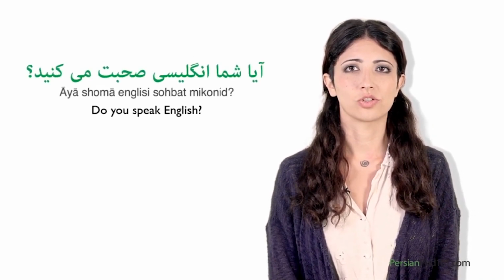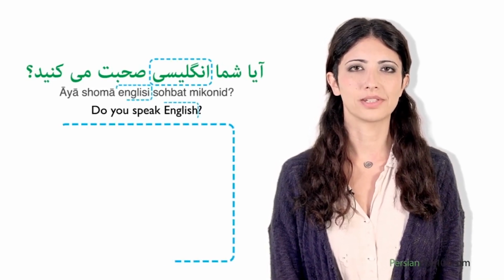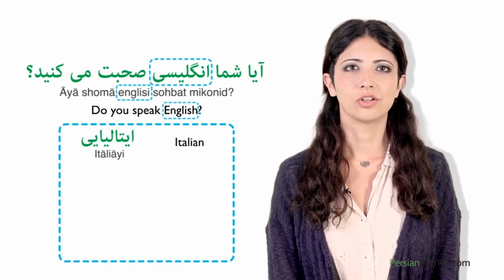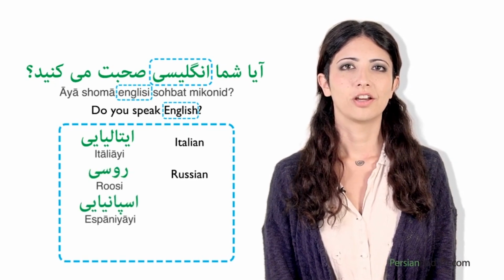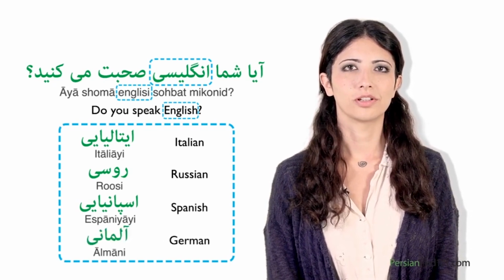For those of you whose native language is not English, you can use this same basic question for any language you need. Here are some other language names in Persian. İtalyai for Italian, Rusi for Russian, Espanjai for Spanish, and Almani for German.